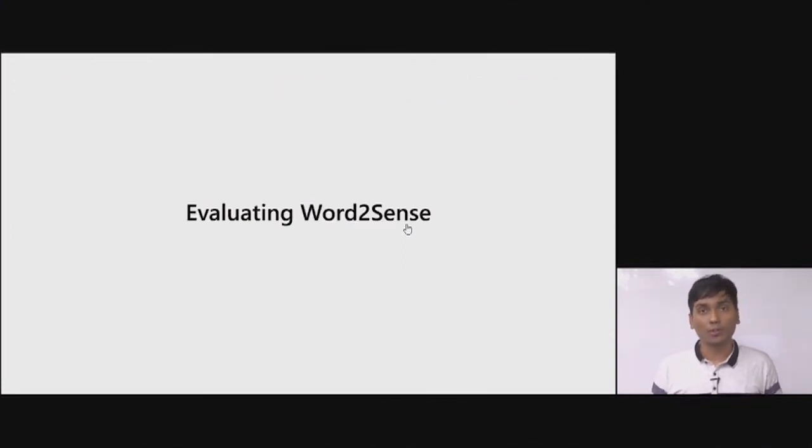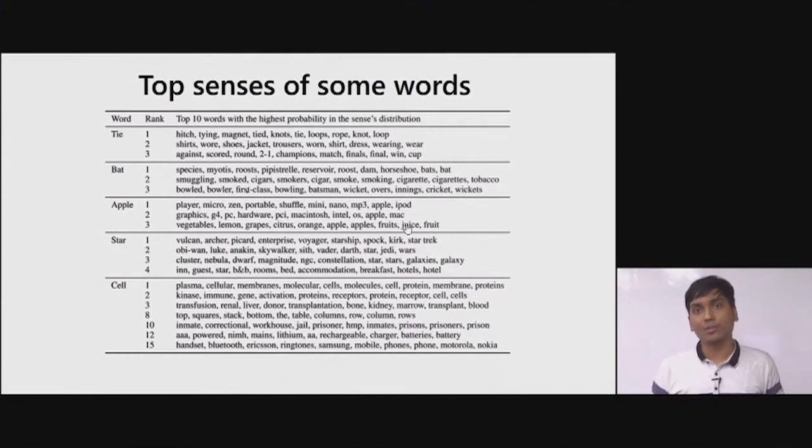So now I'll evaluate Word2Sense. But before that, let's check the top senses that I captured for each word. For example, for a word like tie, I get senses like: one, some activity related to a rope; second, some clothing material; and third, some result related to a football match.